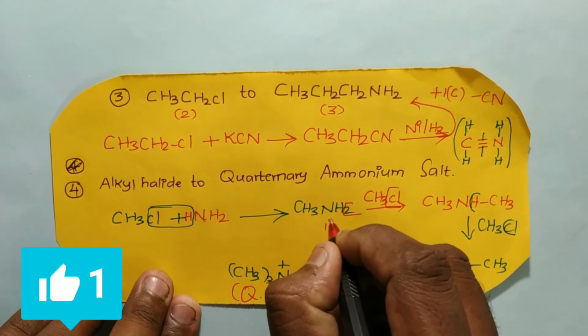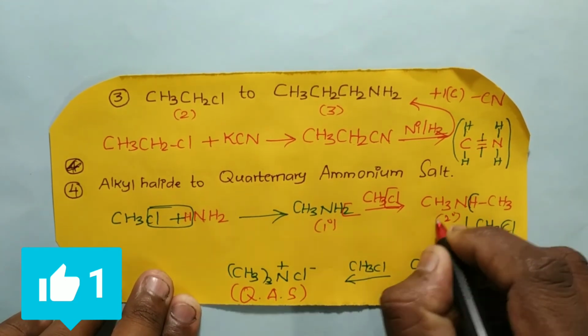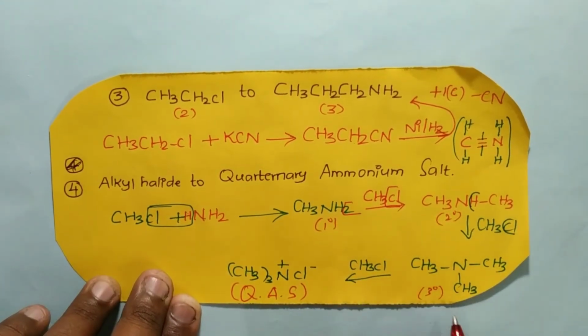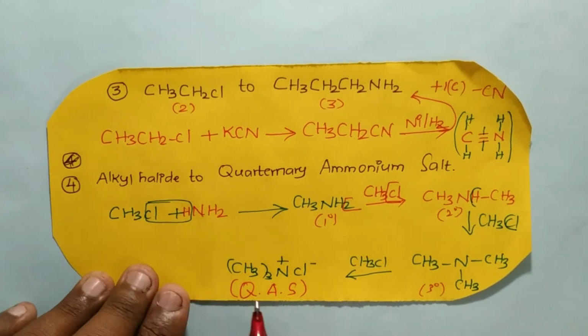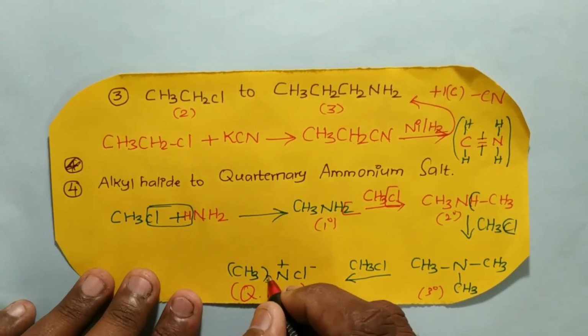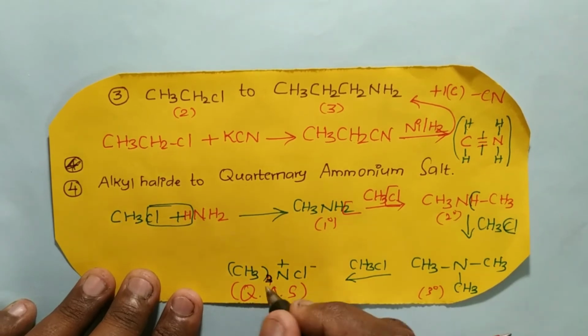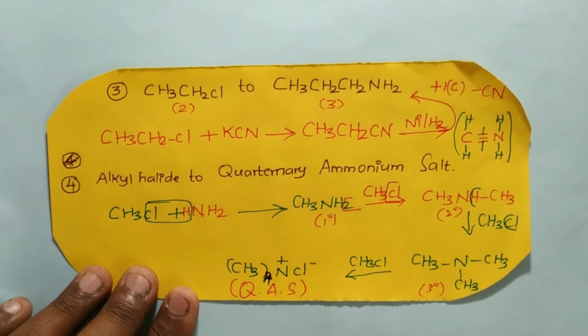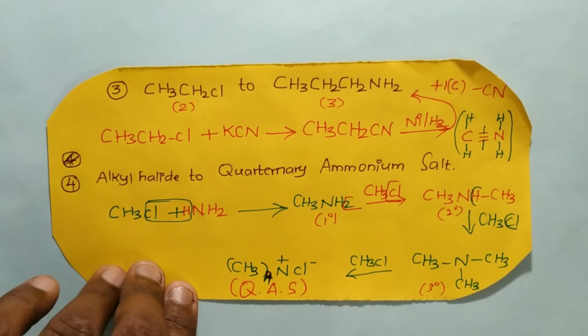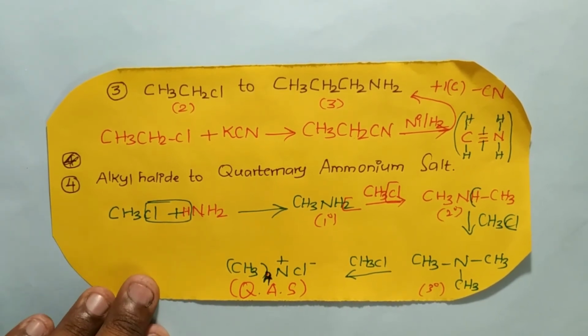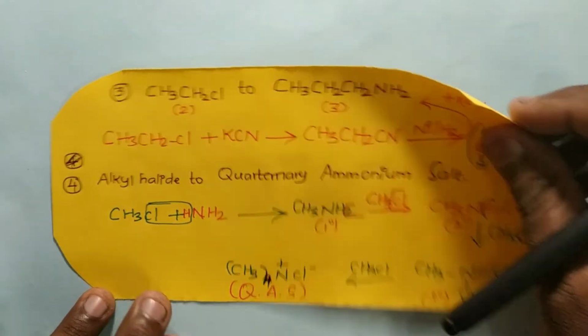Here I got 1 degree amine. Here I got 2 degree amine. Here I got 3 degree amine. After that, if it reacts with CH3Cl, I'll get quaternary ammonium salt. So I'll be getting quaternary ammonium salt, (CH3)4N+ Cl−. Are you able to understand? This is a very, very important one.